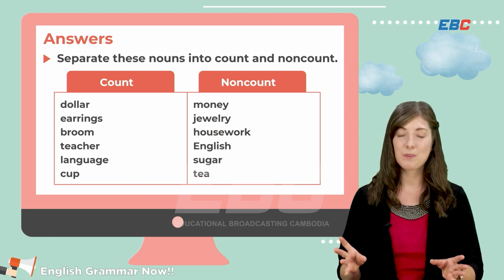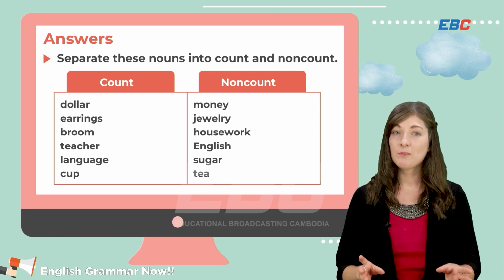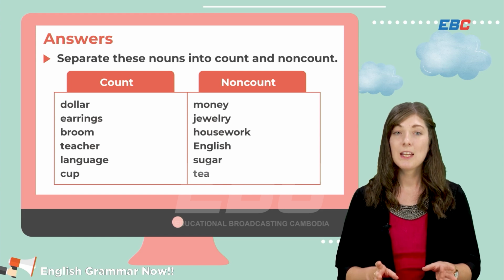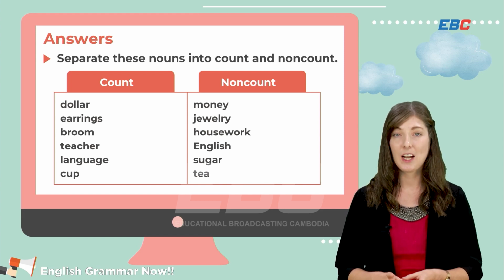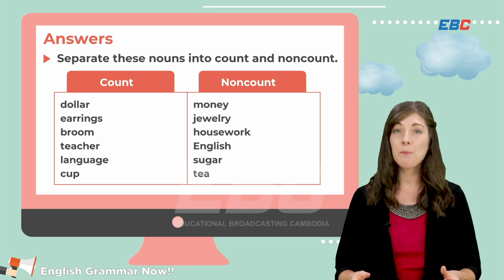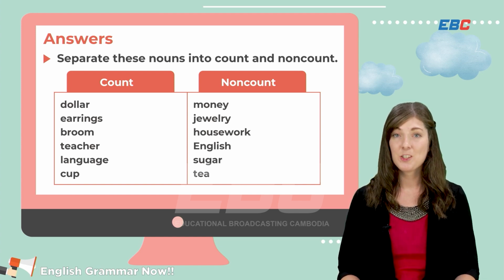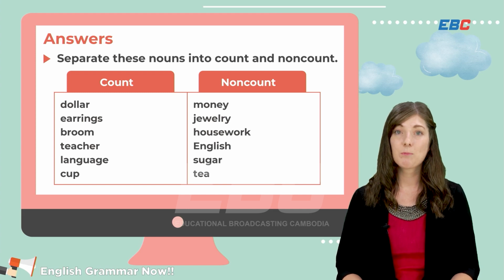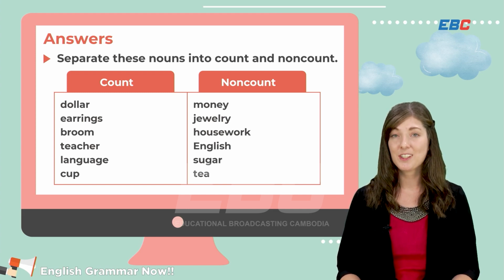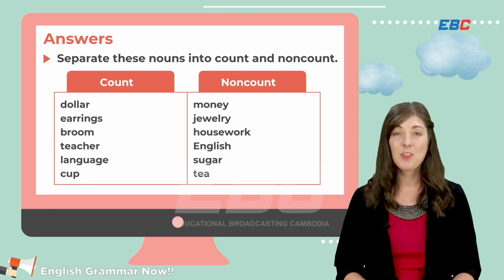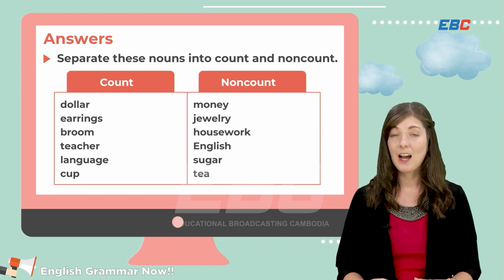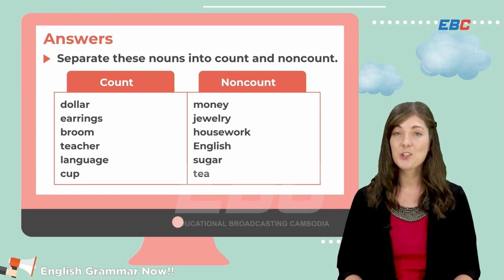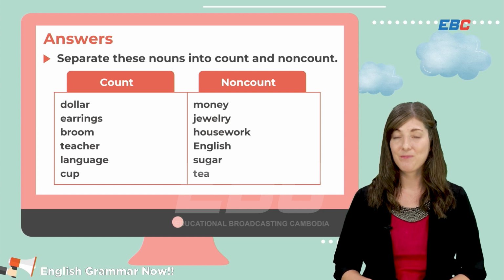All of the count nouns are dollar, earrings, broom, teacher, language, cup. You could put a number in front of these. You could say $5, 2 earrings, 6 brooms, 1 teacher, 4 languages, 2 cups. The non-count nouns are money, jewelry, housework, English, sugar, and tea.